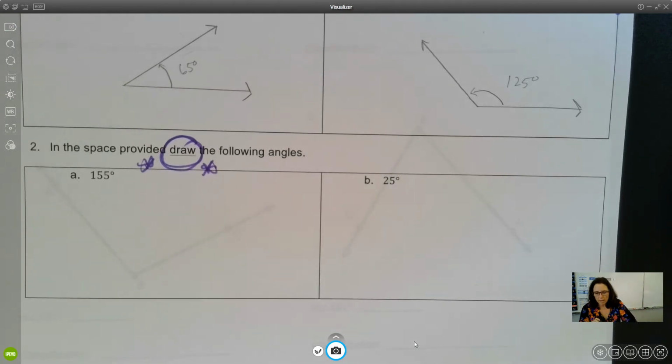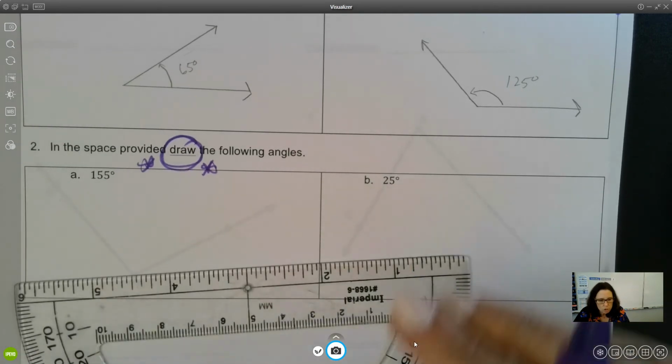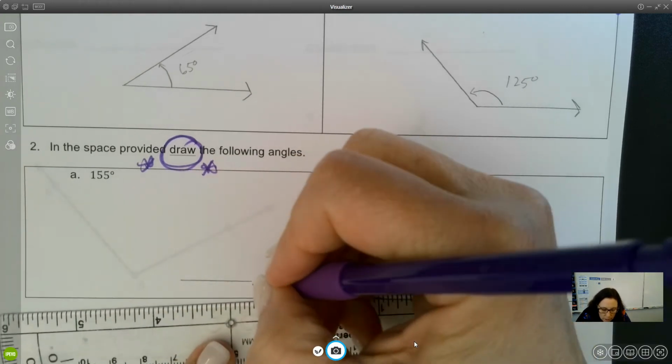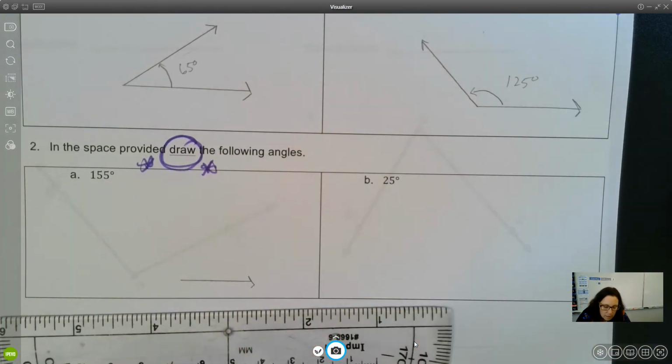All right, number 1, start by making a ray with a straight edge. Again, doesn't matter how long or short. I think I just broke my lead. Okay, so there's my number 1.